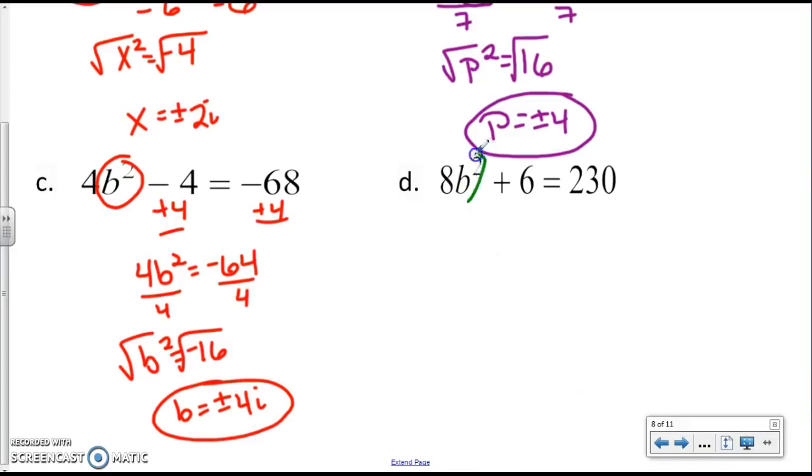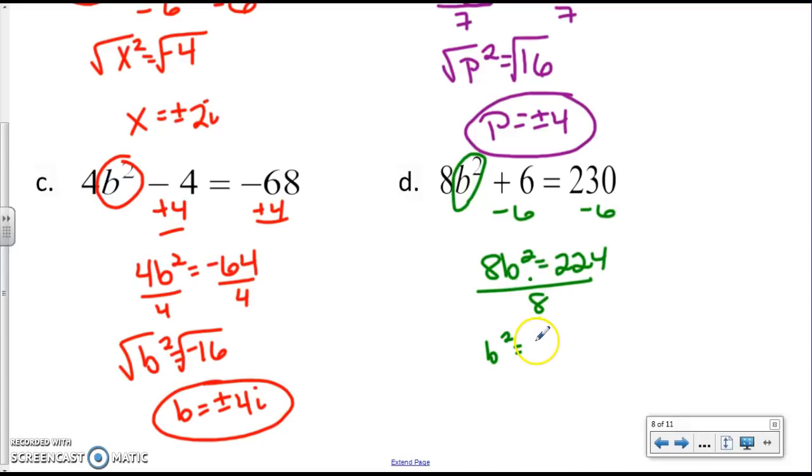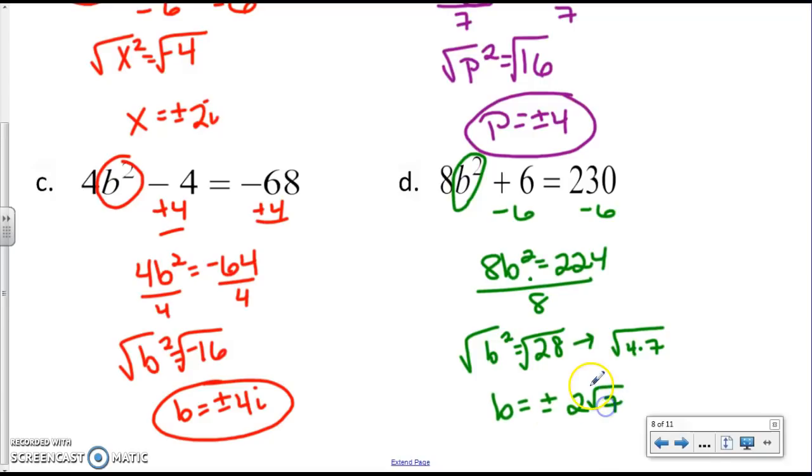Okay, last one, getting this alone. We're going to start by subtracting 6 from both sides to get 224. Divide everything by 8 to get 28. And then take the square root of both sides. The biggest perfect square that goes into 28 is 4. So 4 times 7. Square root of 4 is 2. And then we have a 7 there. And no imaginary number because it wasn't a negative.